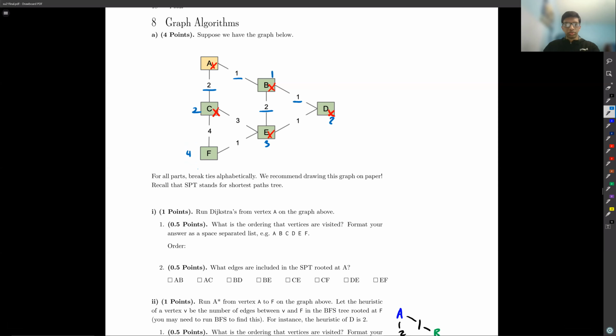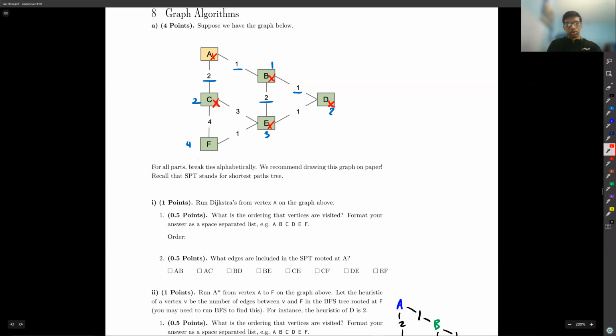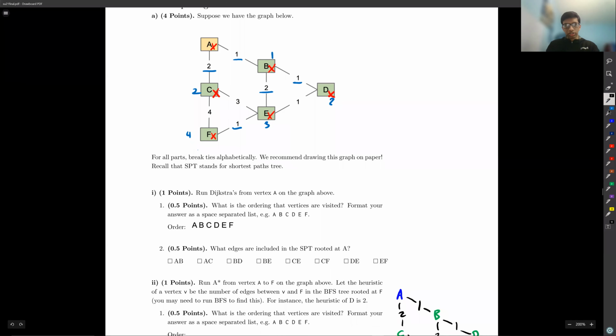So now we've sort of figured out what order and what way we'll be going ahead and visiting them. It turns out that for this particular question, I didn't track this as we were going along, but we are actually just visiting in the same order that the example is, just in alphabetical order. And then in terms of what edges are included in the SVT rooted at A, well, that's just everything that we went ahead and underlined.